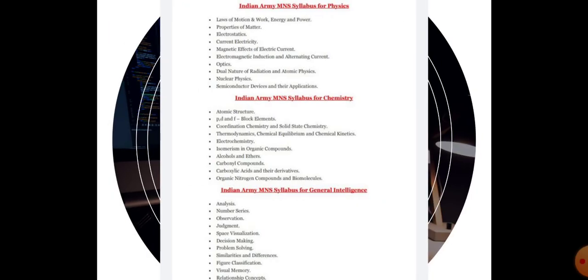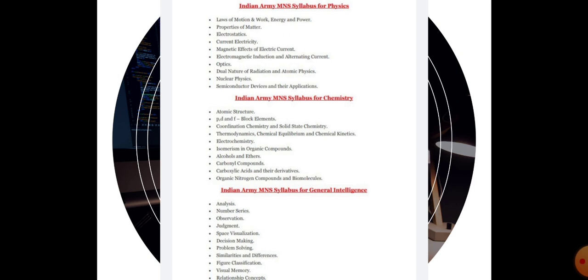Next, the syllabus for physics is laws of motion and work, energy and power, properties of matter, electrostatics, current electricity, magnetic effects of electric current, electromagnetic induction and alternating current, optics, dual nature of radiation and atomic physics, nuclear physics, semiconductor devices and their applications.